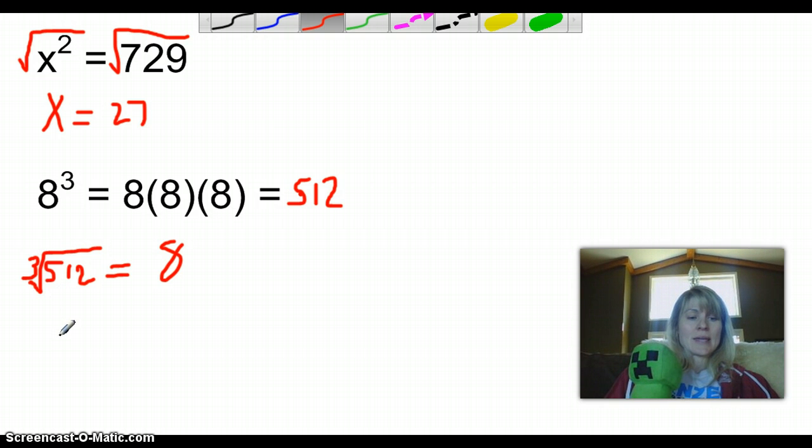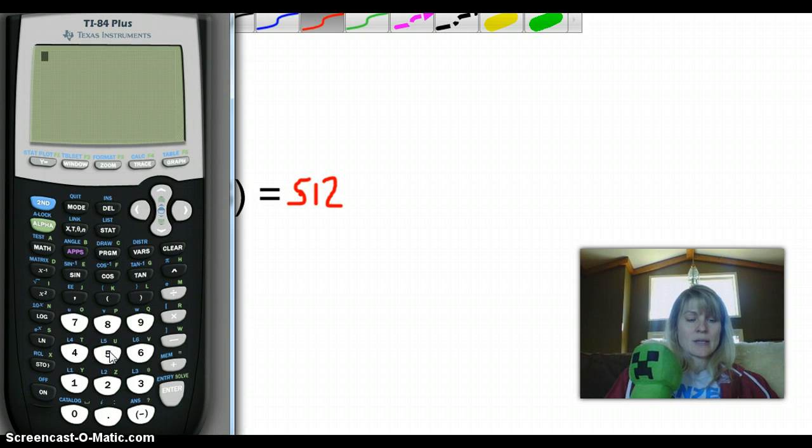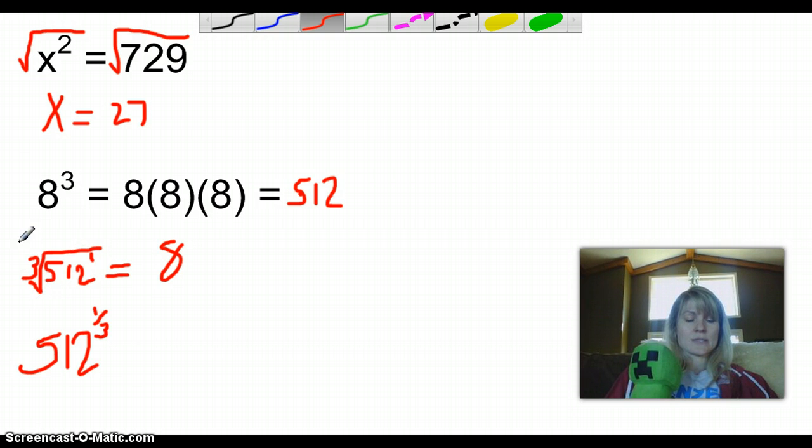And how I can do that is I can take 512, and right now that is to the first power. So I make this 512 to the 1/3 power, because of the 3 and the 1. If you go to your calculator and you put in 512 and you raise it, I'm going to put it in parentheses because it's more than one digit, to the 1/3, look what happens. The answer is 8, just as the cube root of 512 is 8. So we're going to be working with that a little bit also.